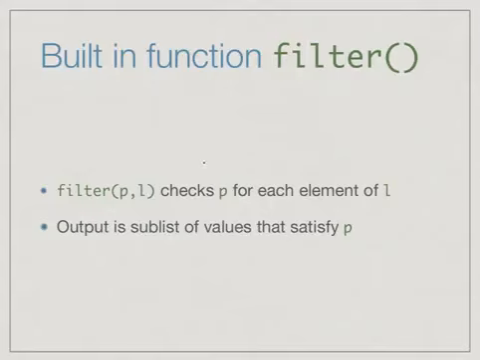So there is a built-in function for this as well. It's called filter. So filter takes a function p which returns true or false for every element, and it pulls out precisely that sublist of L for which every item in L which falls into that sublist satisfies p.